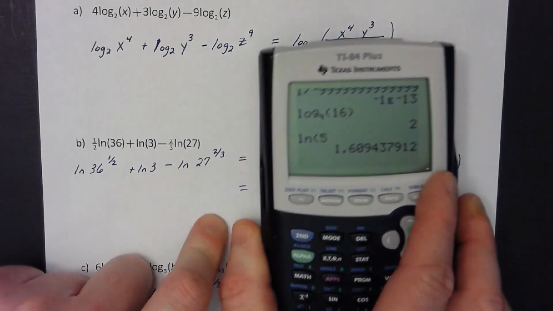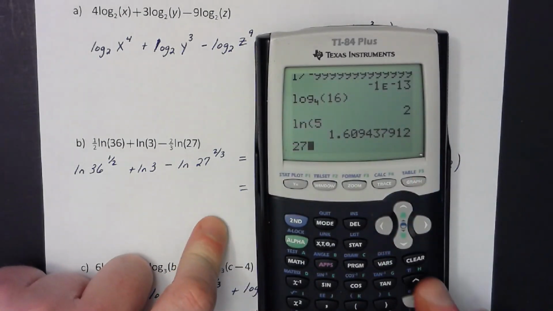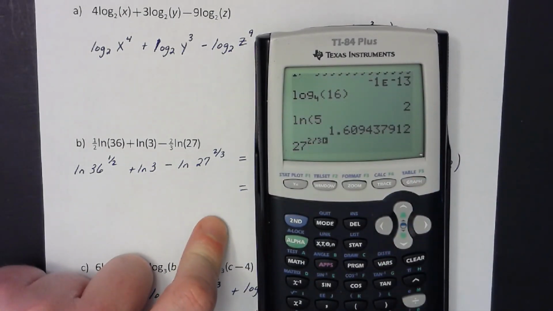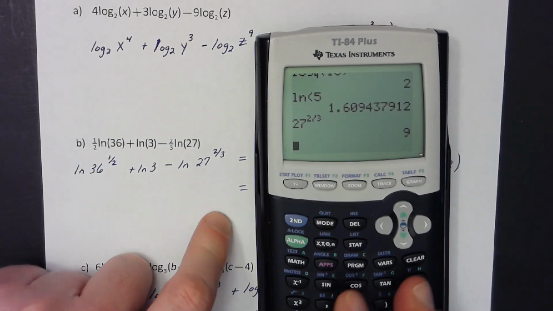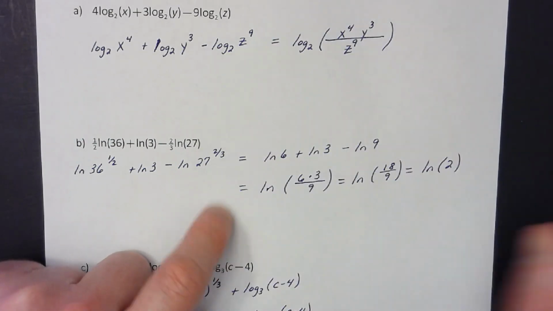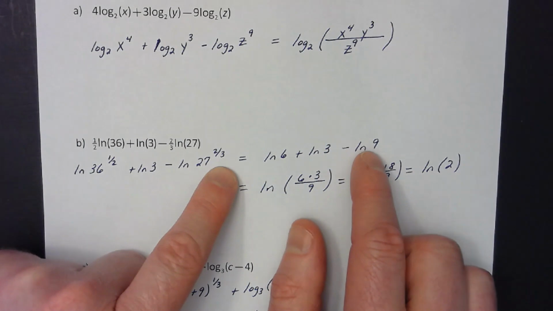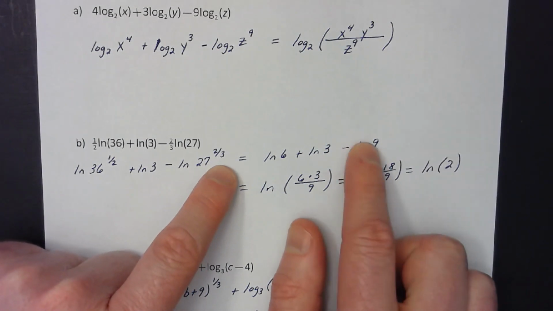Of course, you could take the wimpy way out and say 27 raised to the 2/3 power and get your 9 that way. But of course, you don't want to do it the wimpy way. You just want to look at it and know, hey, it's the cube root raised to the 2nd power. Of course, it's 9.